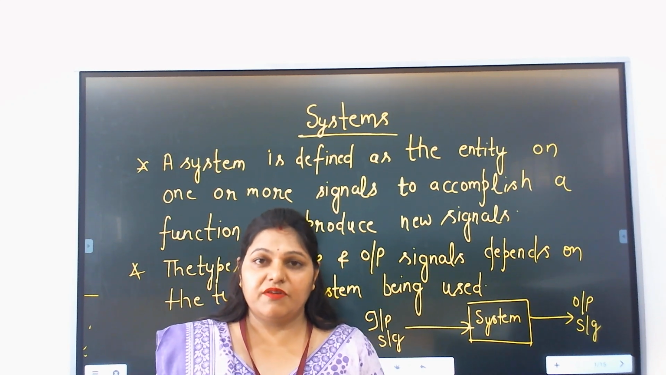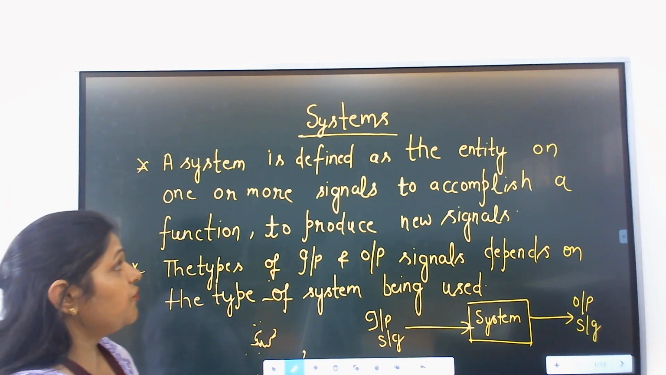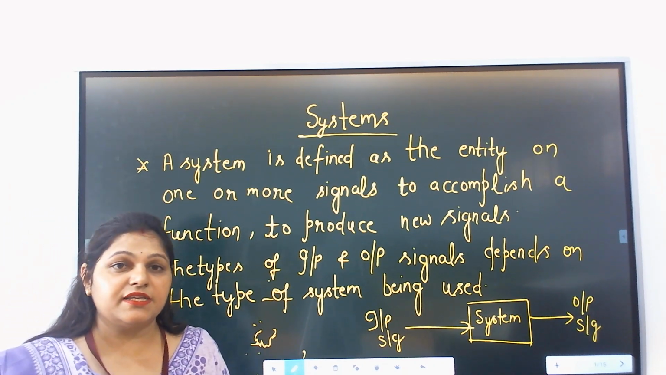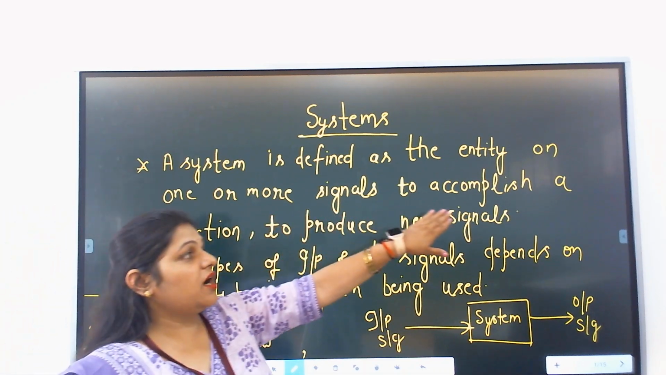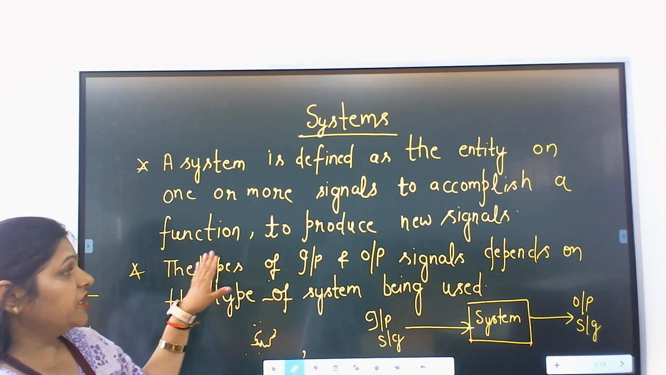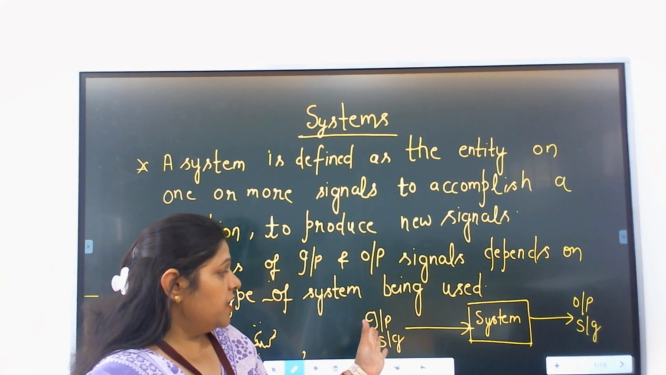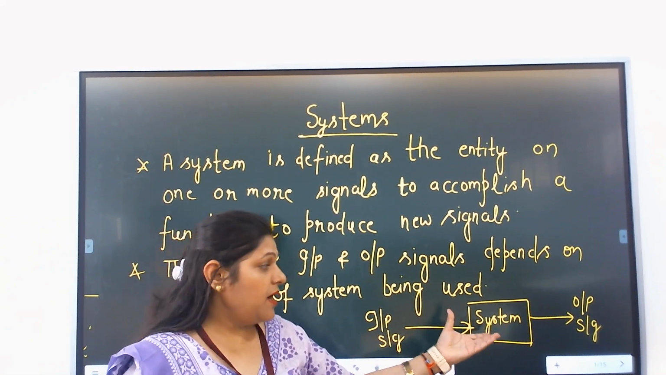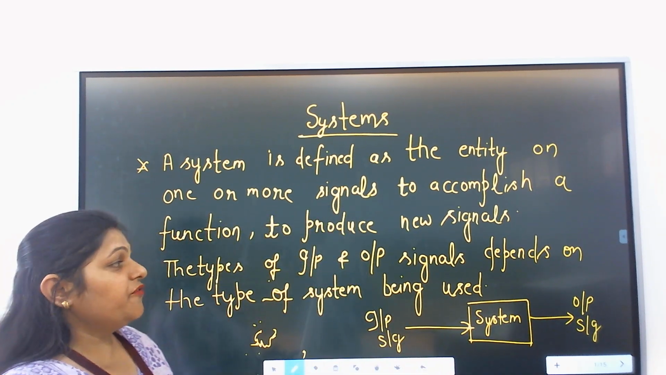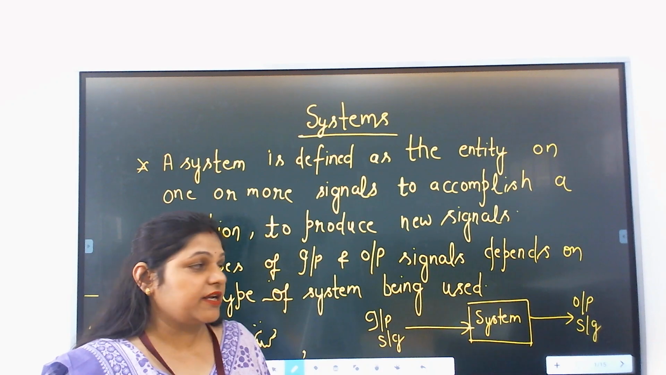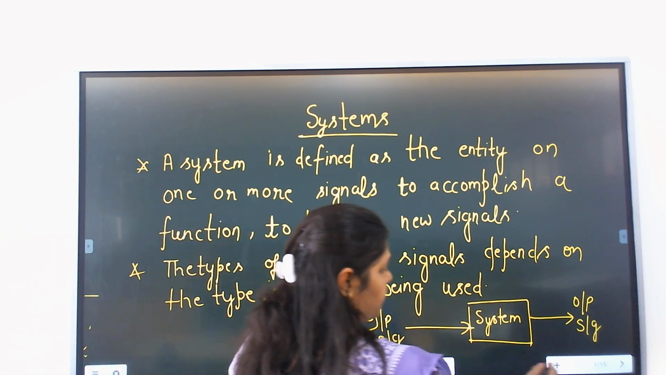Now today we will start systems in lecture 3. As you can see, what is a system? A system is defined as an entity that acts on one or more signals to accomplish a function and produce new signals. As you can see in the picture, an input signal is given to a system and we get an output signal. The types of input and output signal depend on the type of system being used.